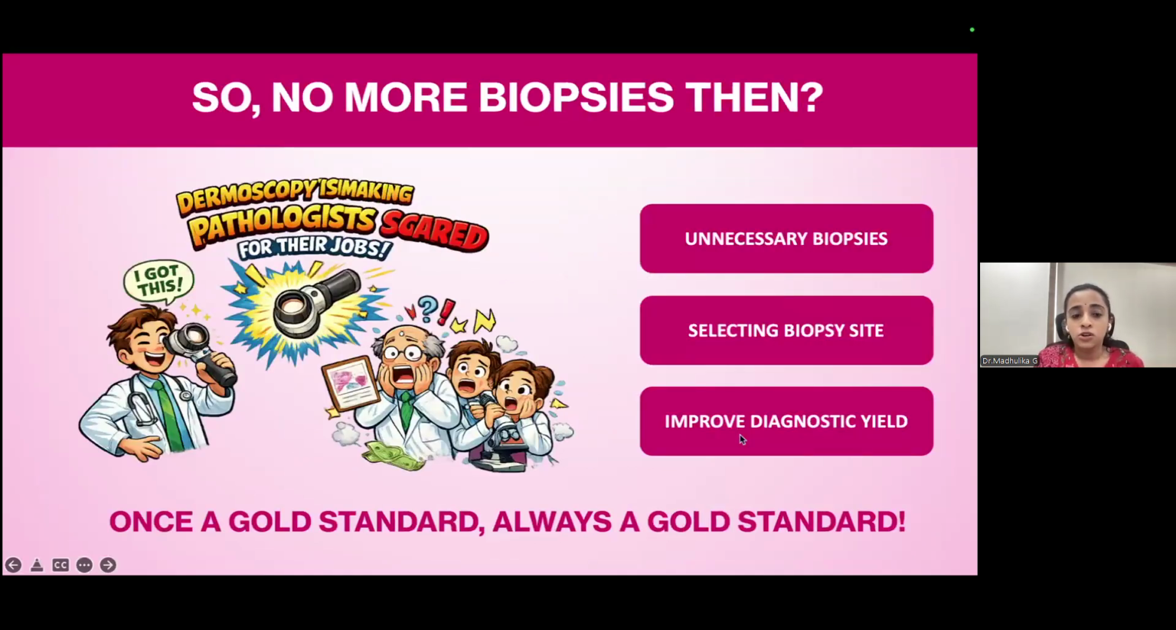So now Dr. Confoundus is saying, yes, so no more biopsies then. But no. Are pathologists really going to be scared for their jobs now? Once a gold standard, biopsy is always a gold standard. Histopathology will always take the crown. But what does dermoscopy help in then? It mitigates the need for unnecessary biopsies. It helps us in selecting the proper biopsy site, and it improves our diagnostic yield overall.